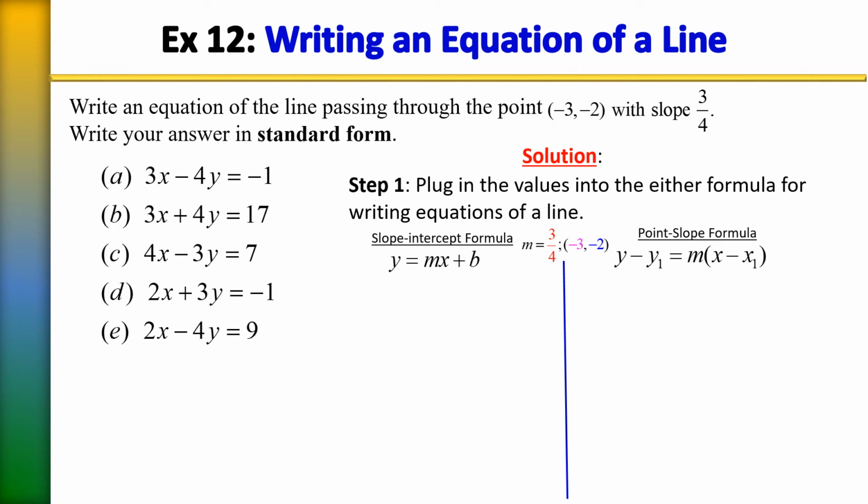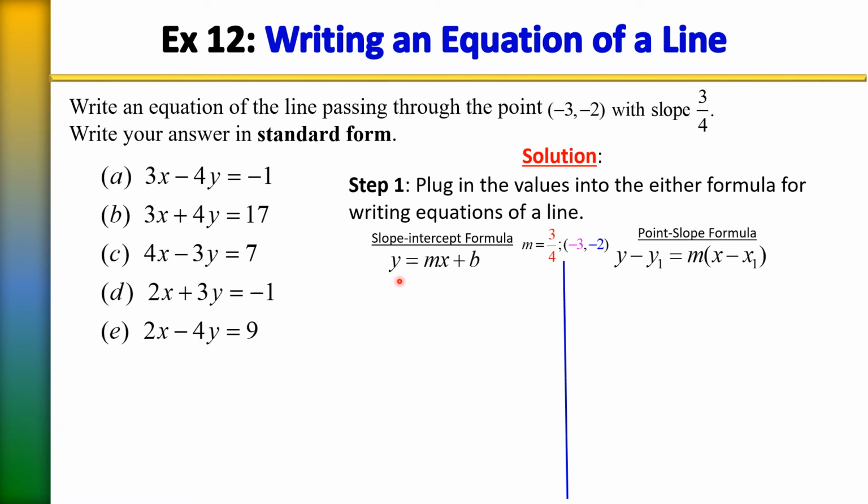Just recall that we were given an ordered pair of negative 3, negative 2. In x's place, we have a negative 3, so everywhere you see an x, you're going to replace it with a negative 3. In y's place, we were given a negative 2, so everywhere you see a y, you're going to replace it with a negative 2. Now, if you're using the point-slope formula, remember, you're going to plug in the sub 1 points. So in y sub 1 is where you would place the negative 2 if you're using the point-slope formula. Let's go ahead and proceed first with solving it using the slope-intercept form.